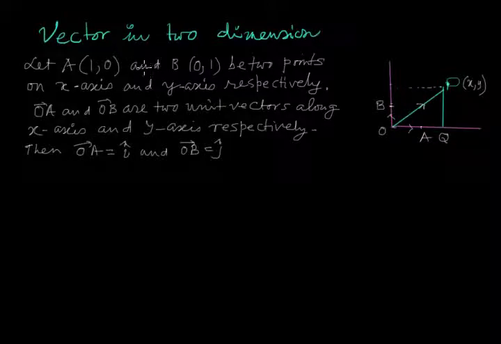Now we'll discuss vectors in two dimensions. Two dimensions means x and y are two axes. O is the origin. First of all, we'll take 2 points: A whose coordinates are 1, 0 and B whose coordinates are 0, 1.